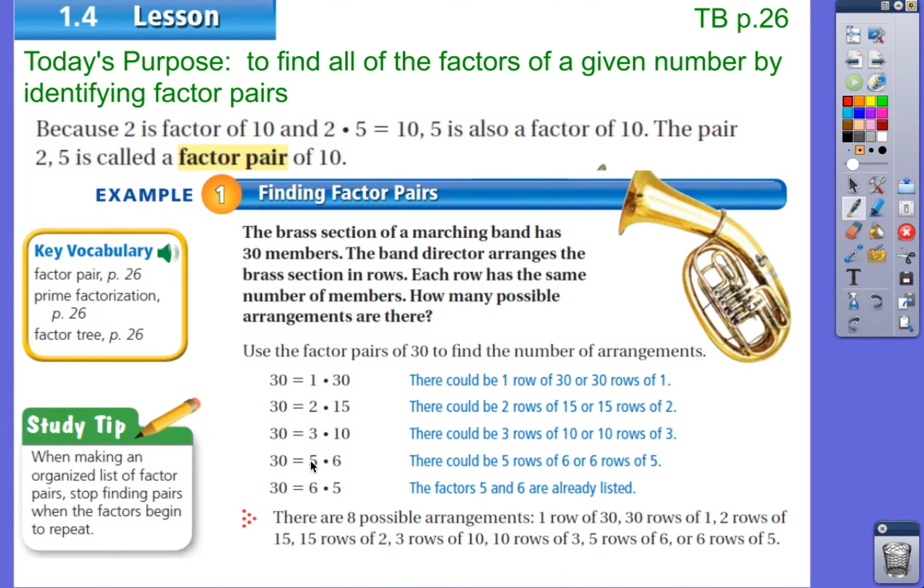I'm not going to require that you ever write repeats. So as soon as you come to the factor pair, if your first number is bigger than your second number, you know that you're done and you've already included everything you need to include.